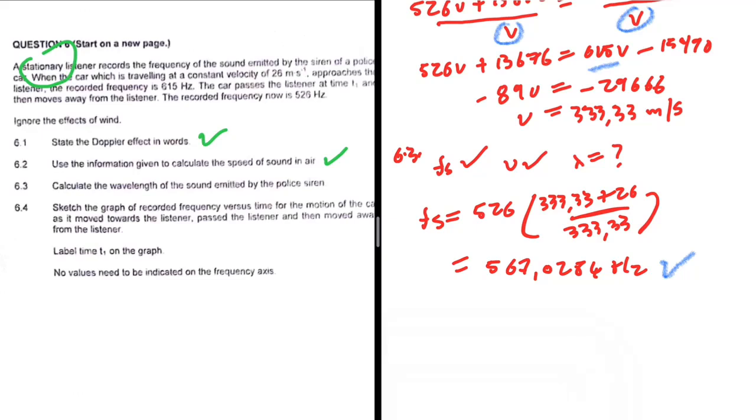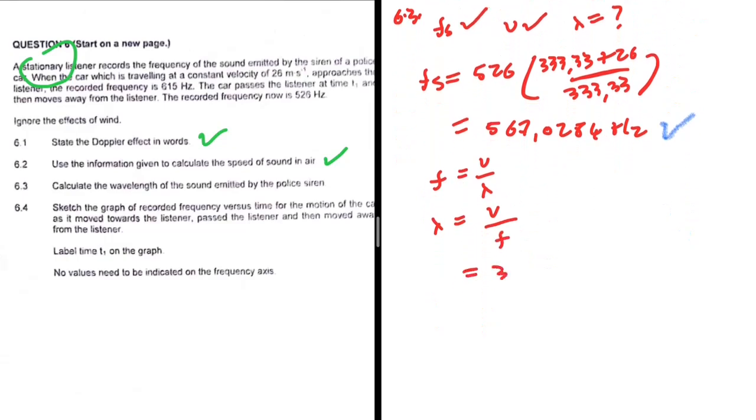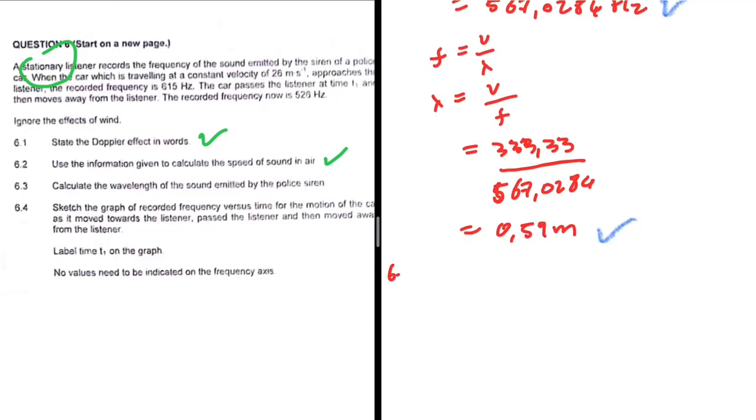Okay, so we have Fs. So now we just need the wavelength. The frequency is equal to the velocity divided by the wavelength. So the wavelength is the velocity divided by the frequency. So let's substitute here. 333.33 divided by 567.0284. Okay, 333.33 divided by 567.0284. This is 0.59 meters. So there we go. We have the wavelength. Now 6.4.